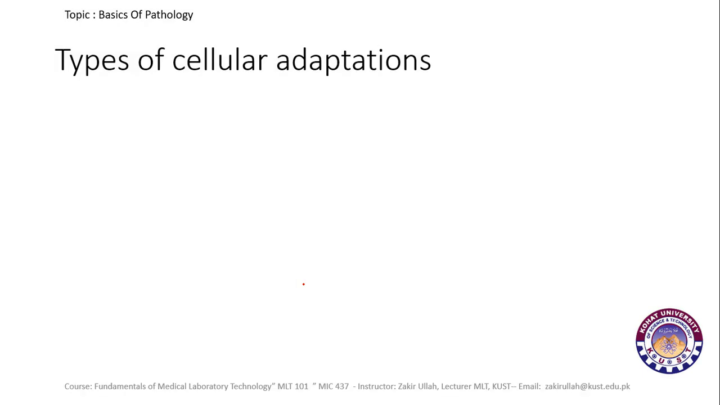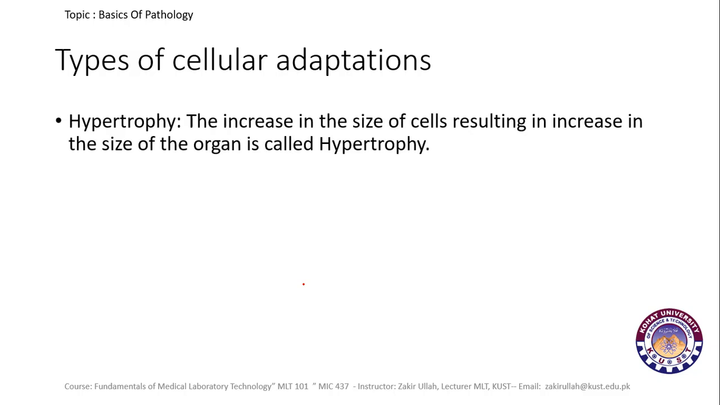There are different types of cellular adaptation. The first of them is hypertrophy. As we have discussed in the previous slides on terminologies, hyper means increase and trophy refers to size. So an increase in the size of the cells resulting in an increase in the size of the organ is called hypertrophy.